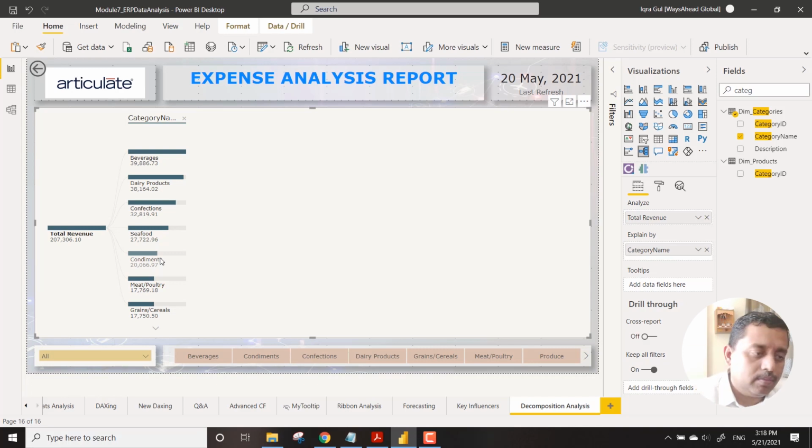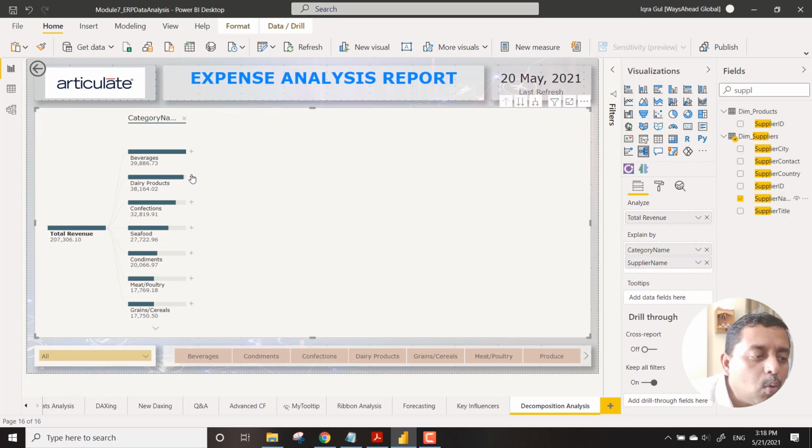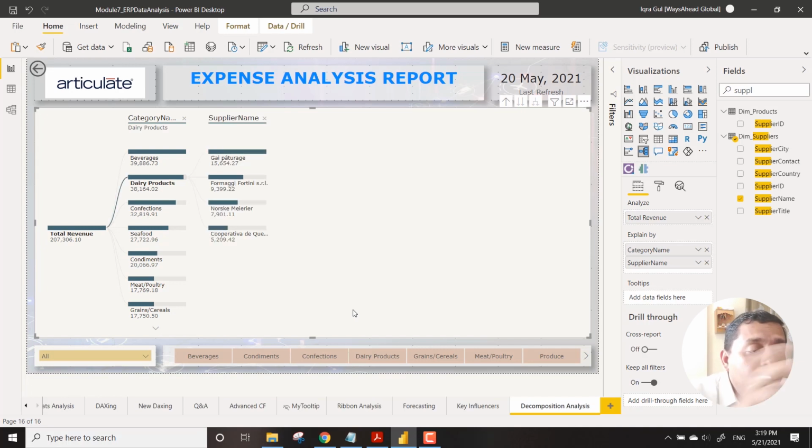Now I want to go further. That's the purpose of decomposition: from one point to another, to another, it decomposes this particular data. Then you go to the next option. After category, I want to see the supplier, maybe a different type of data, supplier name. So I bring in the supplier name, and now I can see the suppliers of that particular category called dairy products.